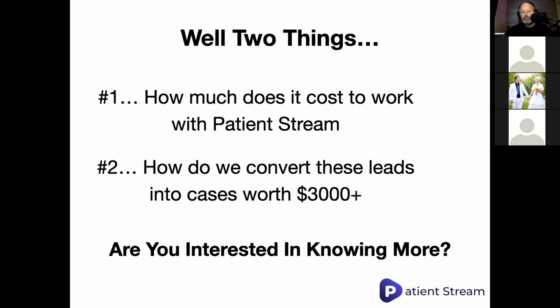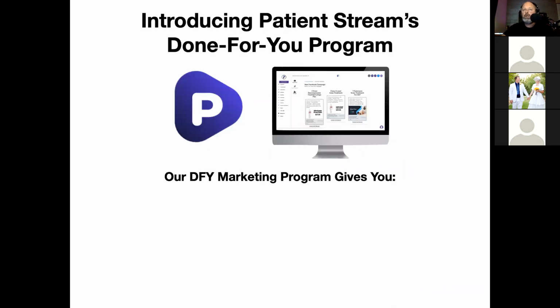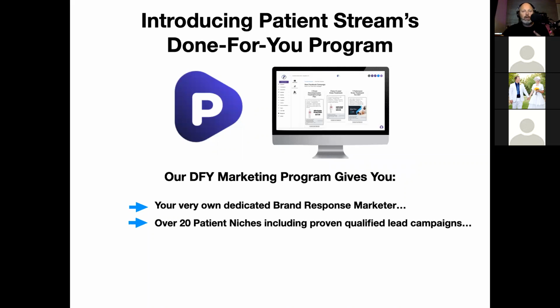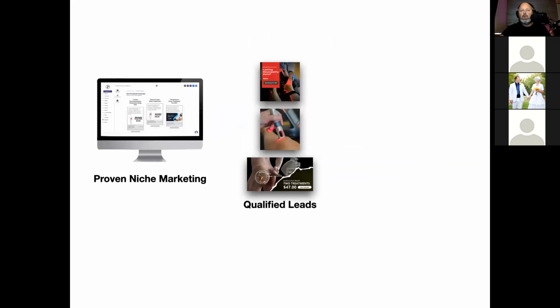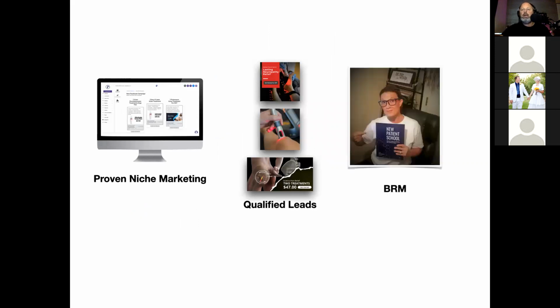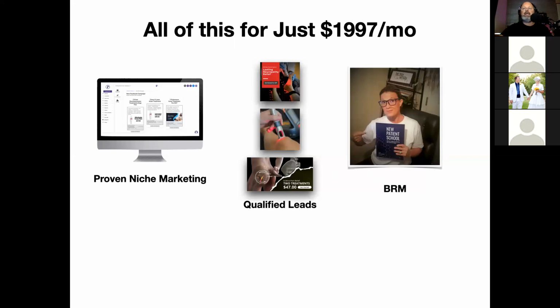First and foremost, today we're talking about our Patient Stream Done For You marketing program. Here's what we give you, guys. Your very own dedicated brand response marketer. That's one. Over 20 niches with qualified lead campaigns, just like we talked about in the Q&A, month-to-month contracts, and awesome tracking software. We don't lock you into anything long-term, and we show you where you're at and how things are working. Plus amazing support, educated partners, and trusted results. So when you're with Patient Stream, you get proven niche marketing, all those qualified lead campaigns, and a brand response marketer, all for just $19.97 a month.